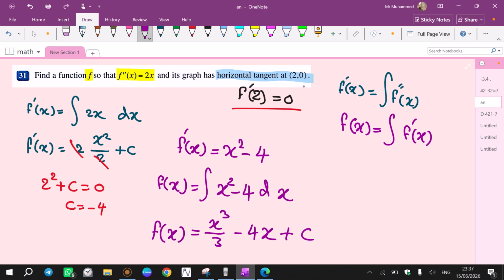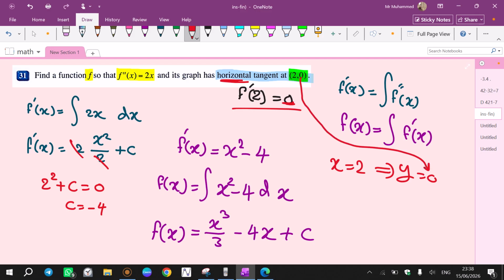Now, since I have a point given to 0, every point where the tangent occurs is right on the graph. So if I replace x with 2, the result will be 0. Y will be 0. This 0 is because of the horizontal tangent, not because of this 0. And this 0 is this one.